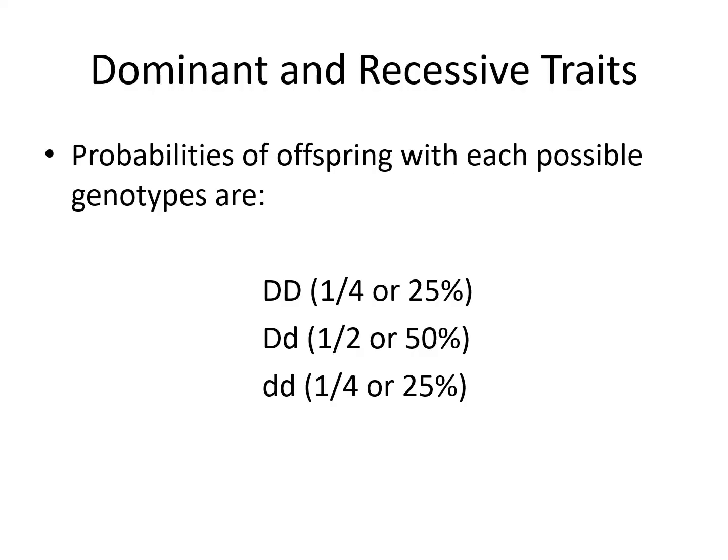So when we did the cross in the Punnett Square, we determined the probability of offspring with each possible genotype. So we said 25%, or 1 out of 4 children, will be big D big D, 50%, or 1/2 of the children, will be big D little d, and 25%, or 1 out of 4, will be little d little d. So these are the 3 possible genotypes they can produce, and these are the percentages, or probability, of having that genotype in the child.